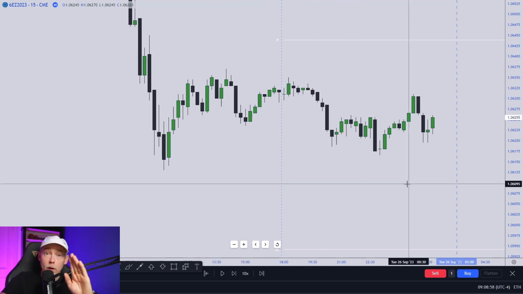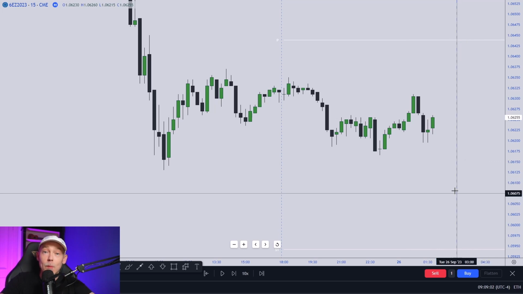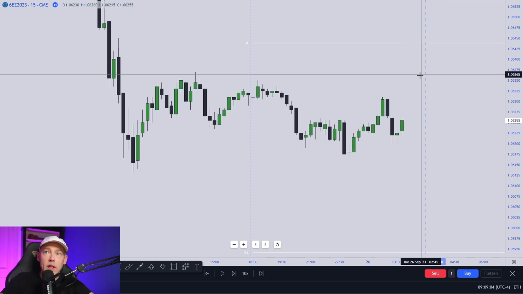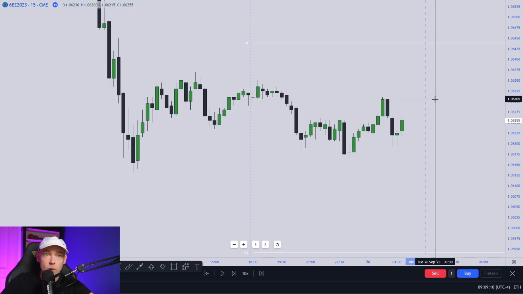So if you are a subscriber to the channel already, you know that I love to trade the European Open. So this vertical line here denotes the 3 a.m. New York time, which is 8 a.m. here in Ireland and the UK. Okay, so I like to take my trades after that time.